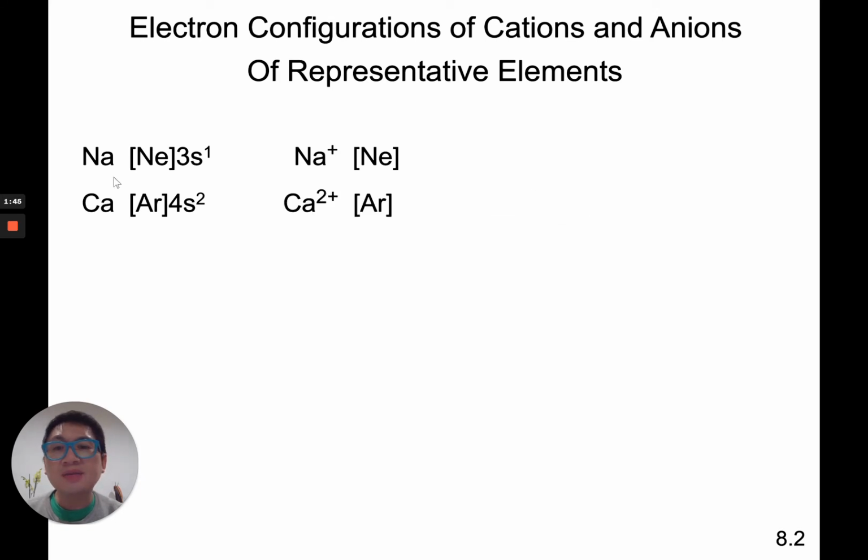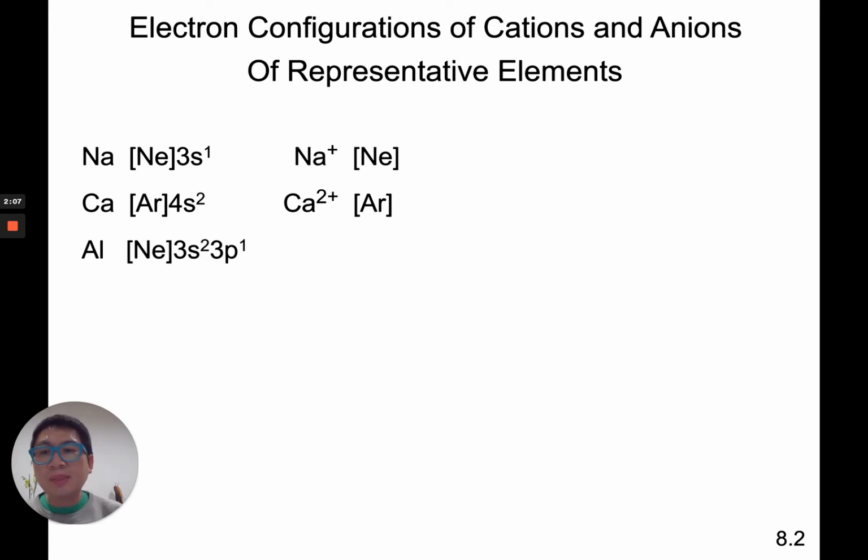It's positive 2. It loses 2 electrons. The 2 electrons it loses are these 2 in the 4s level. If you drew all those arrows and stuff, they would be the last 2 electrons in that 4s level. If it loses those 2 electrons, the electron configuration that's left is just argon.